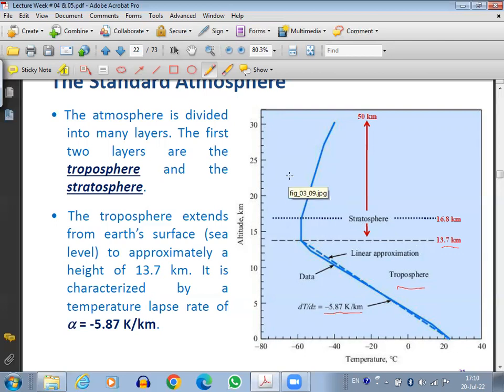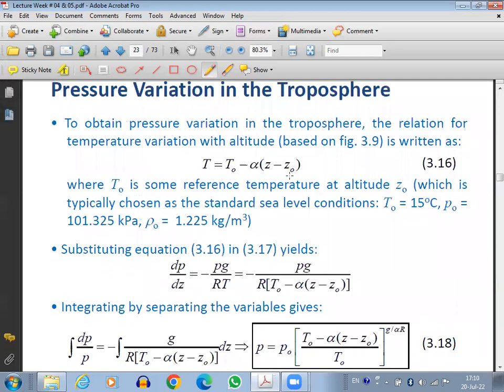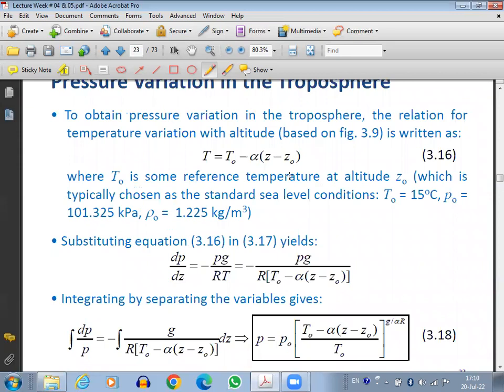Suppose we are dealing with the troposphere. For the case of the troposphere, we can determine the pressure variation by substituting the temperature gradient that we have within the troposphere into the equation for pressure variation. We get the equation for the pressure variation, which is this: P equals P naught times (T naught minus alpha (Z minus Z naught)) divided by T naught, to the power g divided by alpha R.